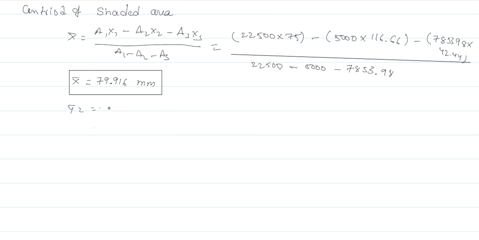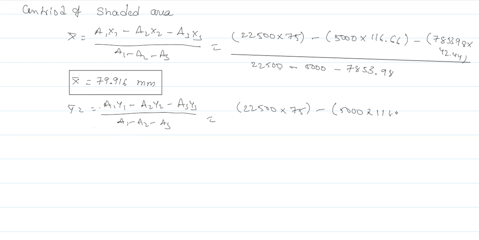Similarly, y bar is equal to a1 y1 minus a2 y2 minus a3 y3 by a1 minus a2 minus a3. So that is 22500 into 75, because y1 is same, x1 is same. Similarly, 5000 into 116.66, because x2 y2 is same. Similarly, 7853.98 into 42.44. Similarly, y3 is same, x3 is same.